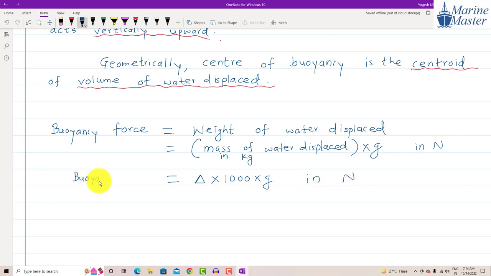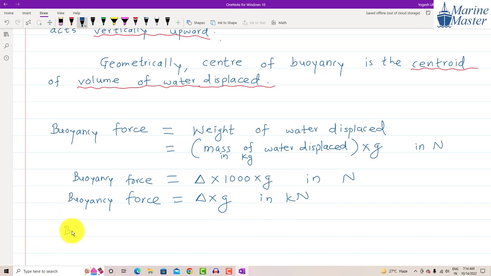So whenever we want to find the buoyancy force in Newton, that will be equal to delta. Delta means the mass of vessel or mass of water displaced in ton, multiplied by 1000 into g. So we will get the buoyancy force in Newton. And if we need the buoyancy force in kilonewton, we divide this Newton value by 1000, and this 1000 will get cancelled out, and then delta into g will give the buoyancy force in kilonewton.